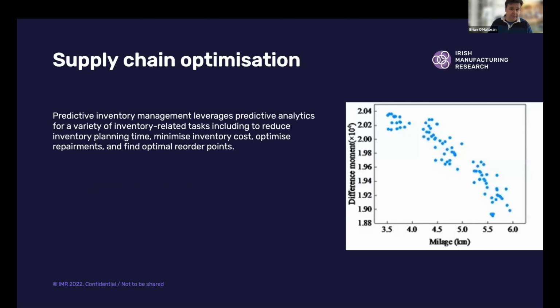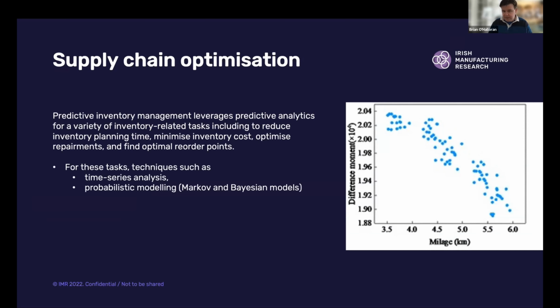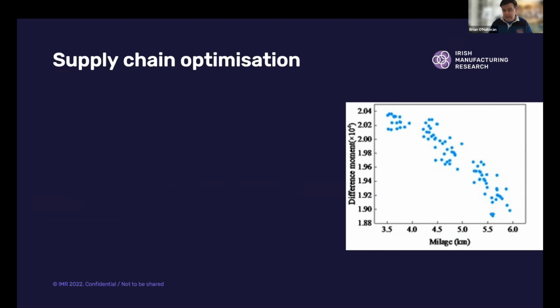Another use case is supply chain optimization. It allows you to do predictive inventory management for a variety of things such as reducing inventory planning time, monitoring inventory costs, optimizing repairs, and finding optimal reorder points. And for these, we use supervised learning techniques such as time series analysis, probabilistic modeling, and simulations.